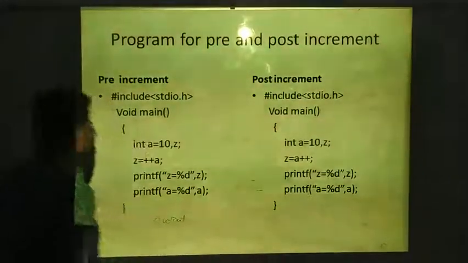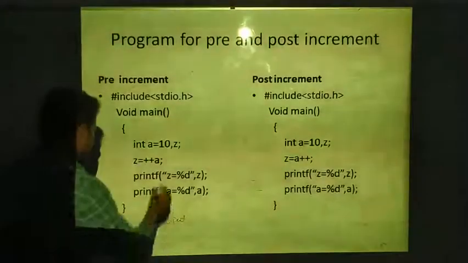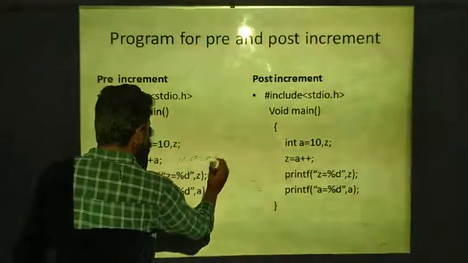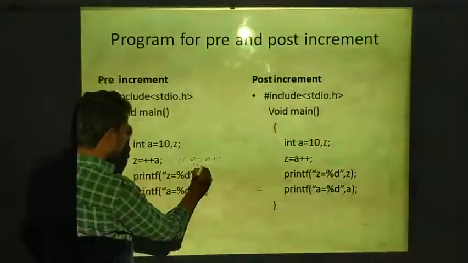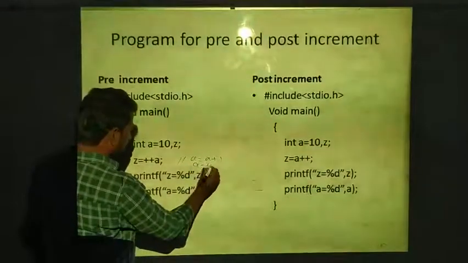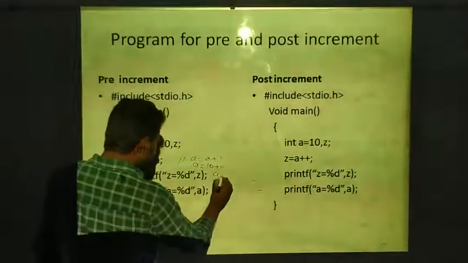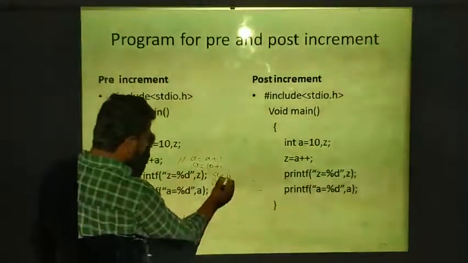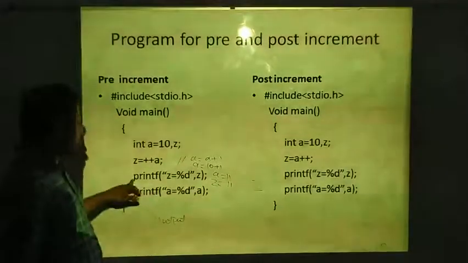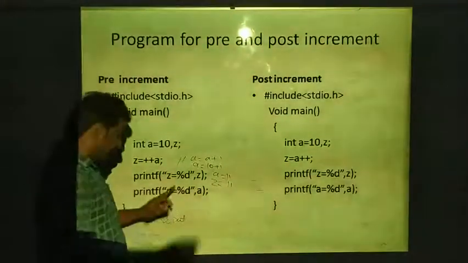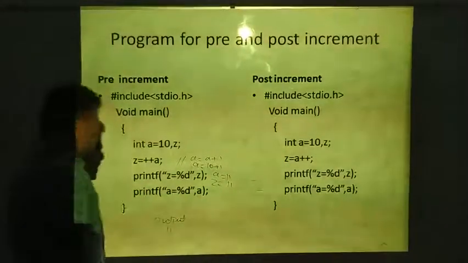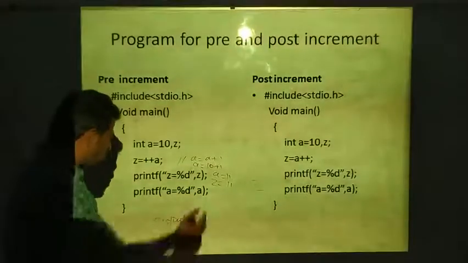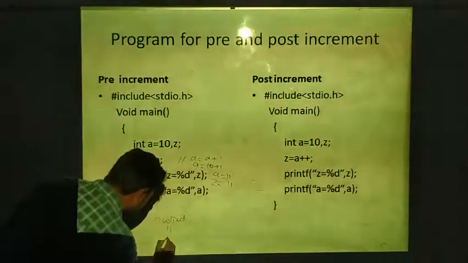For this, the output will be: A is equal to A plus 1. What is the value first? A is equal to 10, right? So 10 plus 1, A is equal to 11. But here we have Z is equal to plus plus A, which means the value of Z will be 11. When we execute the printf function, the value of Z will be printed as 11. Then after that, the value of A will be printed. What is the value of A? It is also 11.